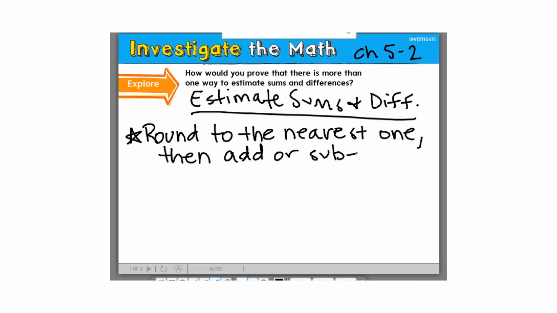Does anybody remember from yesterday? If I didn't want to say round to the nearest 1, what else could I say? You could say round to the nearest whole number, and that would also be something that you could say.